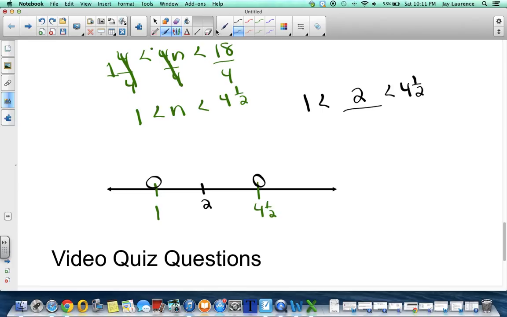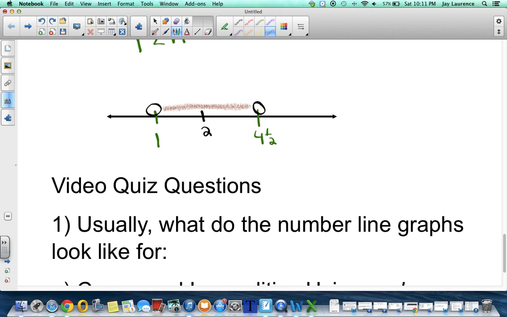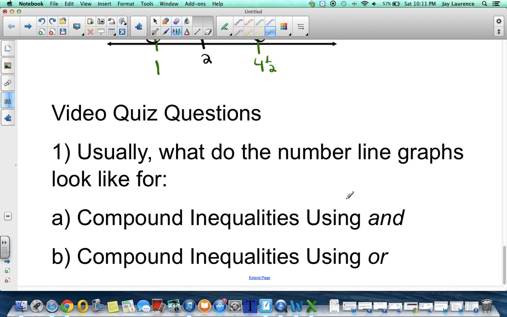And so I'm going to shade the numbers in between. I'm like in this crayon feature here. So I'm going to shade the numbers in between like that. And there you go. All right, here comes your video quiz. It's only 2 questions, really. Usually, what do the number line graphs look like for compound inequalities using and, then compound inequalities using or?